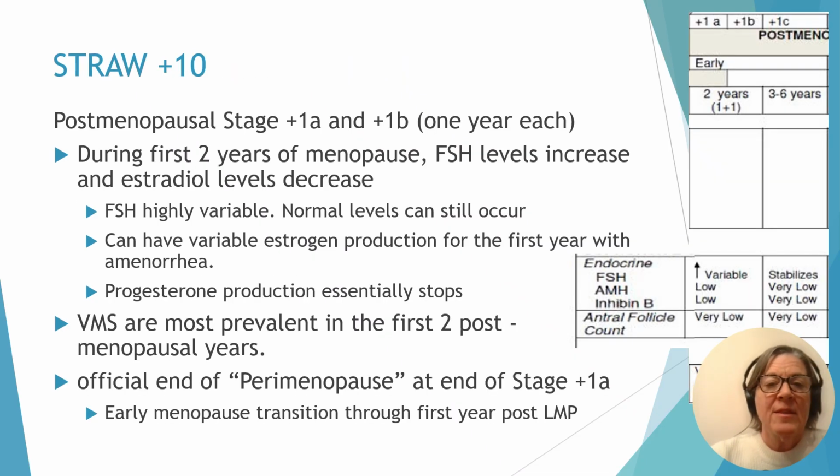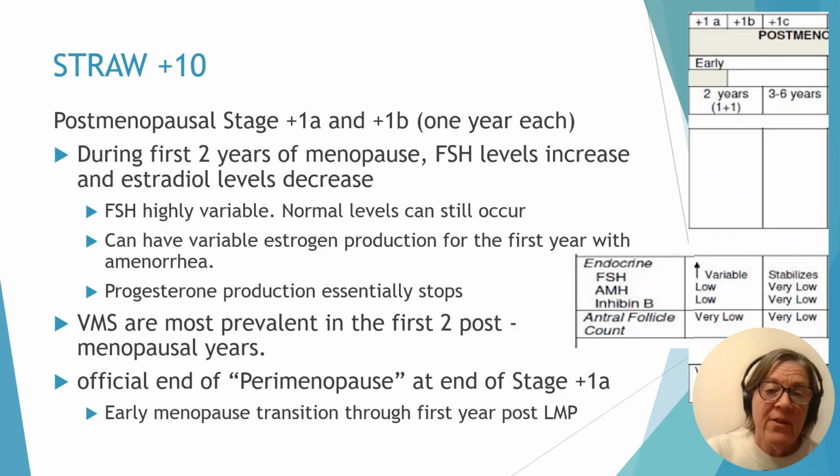All right, so now we look at the postmenopausal stages. During the first 2 years after that last menstrual period, we have stages +1A and +1B. Those are just divided arbitrarily into 1-year intervals. The FSH levels continue to increase, estradiol continues to decrease, so this is still a period of hormonal variability. And it's really the variability, being yanked around by those hormones, that can cause a lot of the really intolerable symptoms. You can still have normal FSH levels.